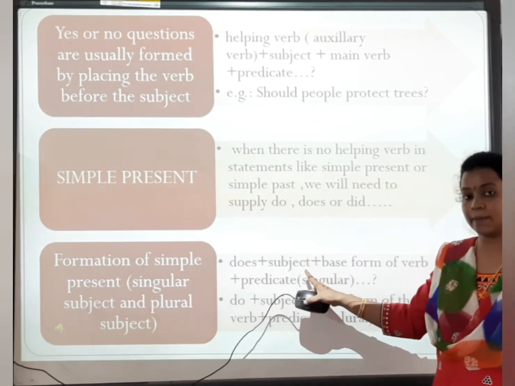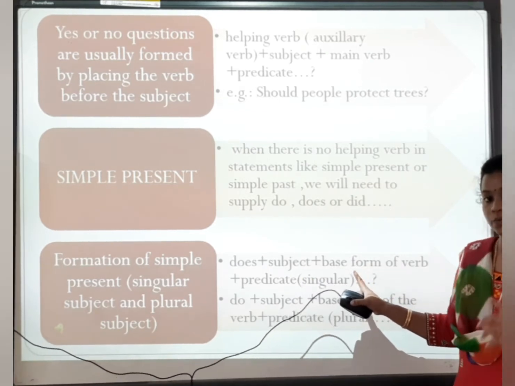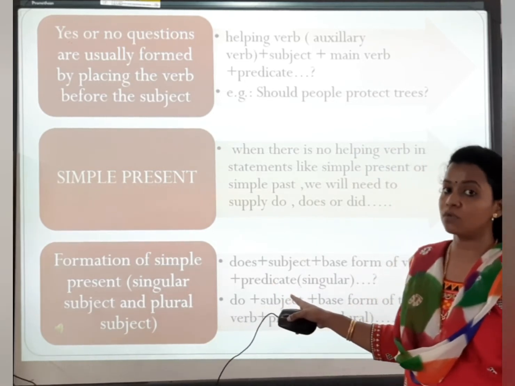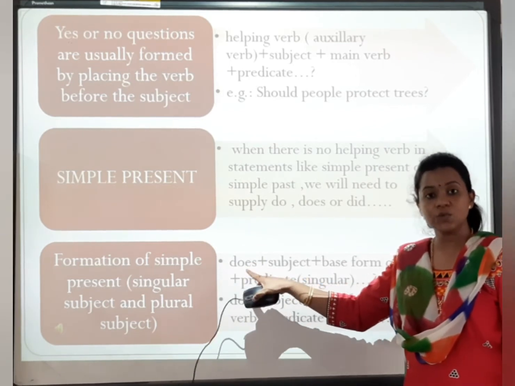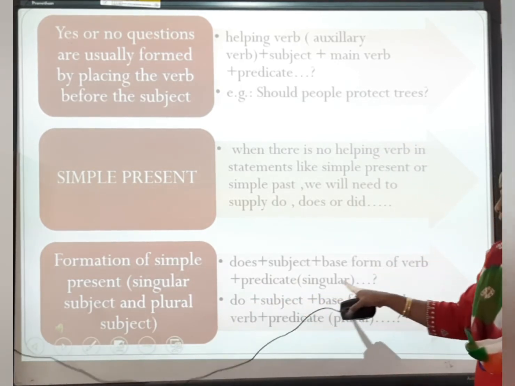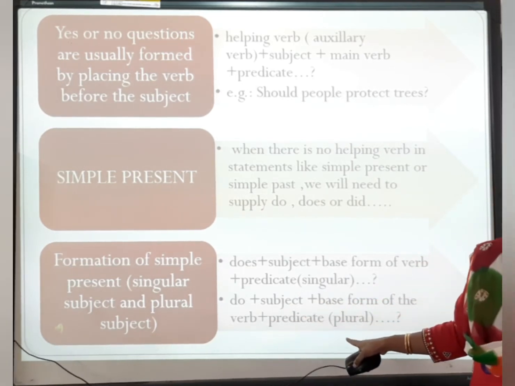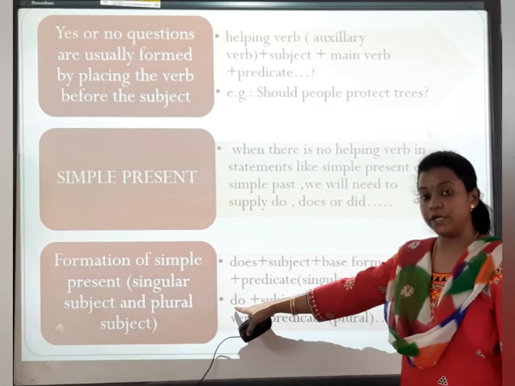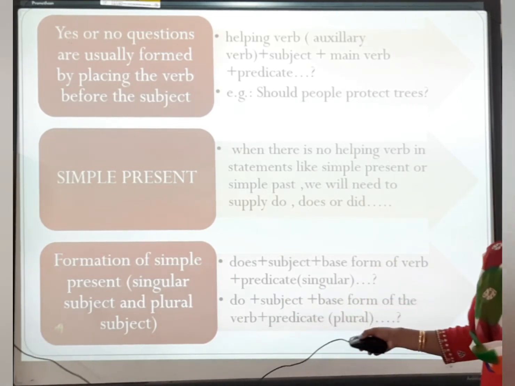I have already told you what is subject, about whom we are talking. Base form of the verb means the main verb which will be considered to be simple present, and predicate means which is enhancing the subject or talking more about the subject. So उसमें change क्या है सिर्फ ये does. This does will be there for simple present tense. Now do plus subject plus base form of the verb plus predicate. So this goes for plural. This is the formation of plural. If we have a plural subject, then we will write do plus subject plus base form of the verb plus predicate.